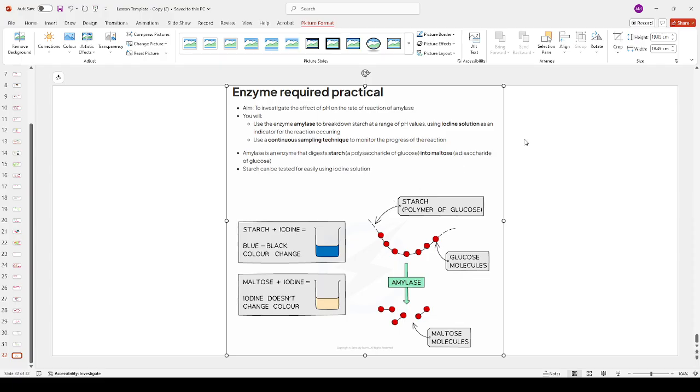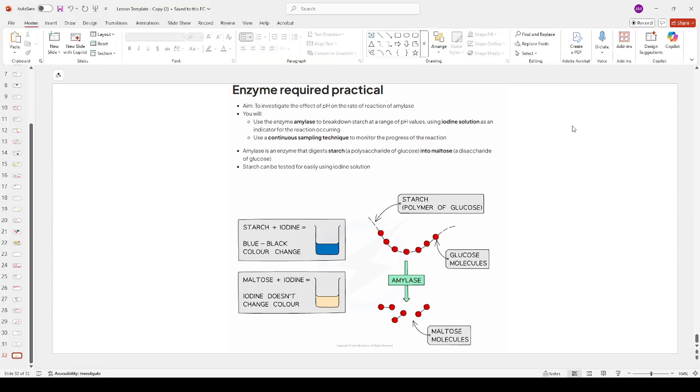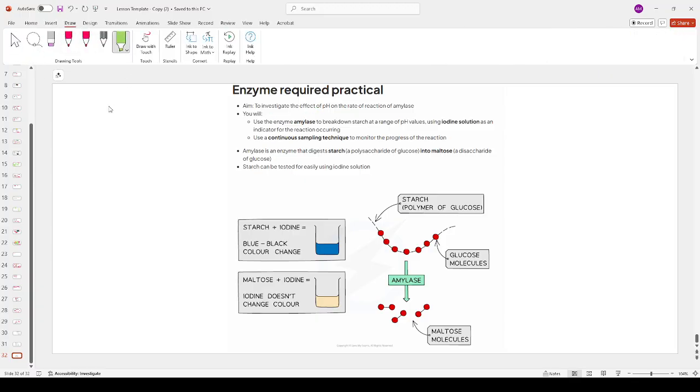Let's move on. So let's look at the enzyme required practical. Does everyone remember the food color test? Okay, so what's the aim? And do you need to memorize these? Absolutely. To investigate the effect of pH on the rate of reaction.